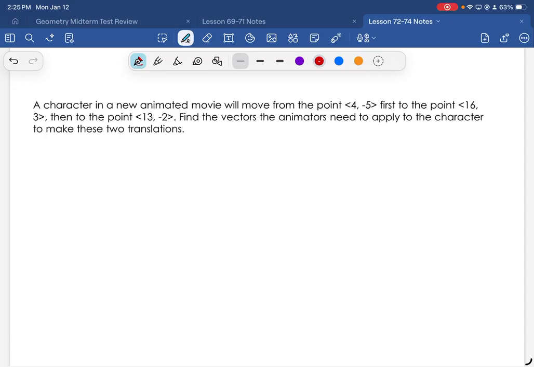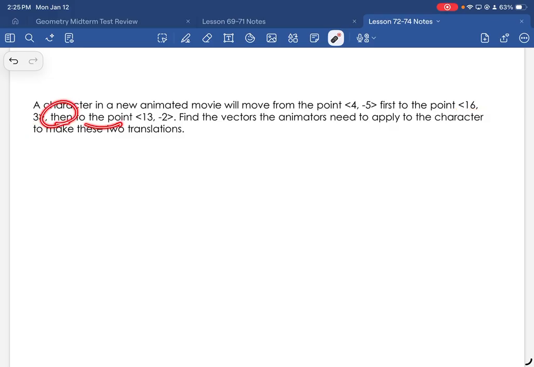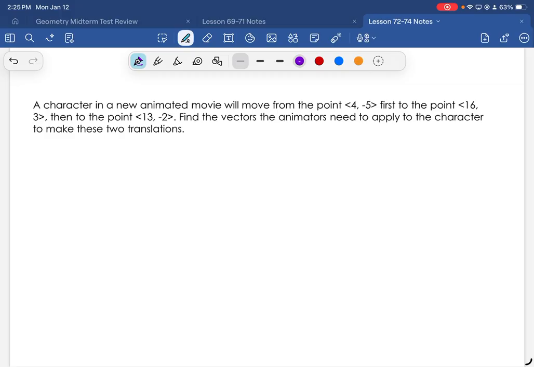It says a character in a new animated movie will move from the point 4, -5 first to the point 16, 3, then to the point 13, -2. The question asks, find the vectors the animators need to apply to the character to make these two translations. So let's start first with x.